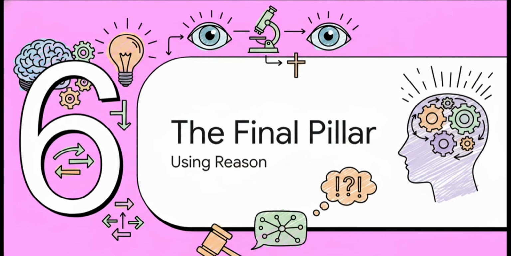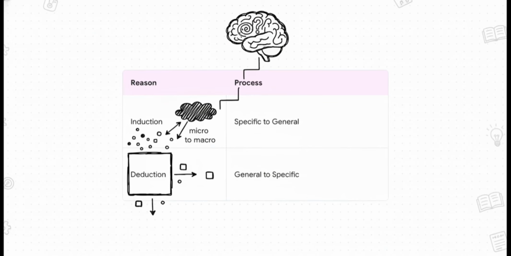Section 6. The final pillar. Reason. We've covered senses, science, the mind, the divine, and societal authority. But there is a seventh, incredibly powerful tool: reason. Reason is the use of pure logic to reach a conclusion, and it splits into two distinct logical paths.